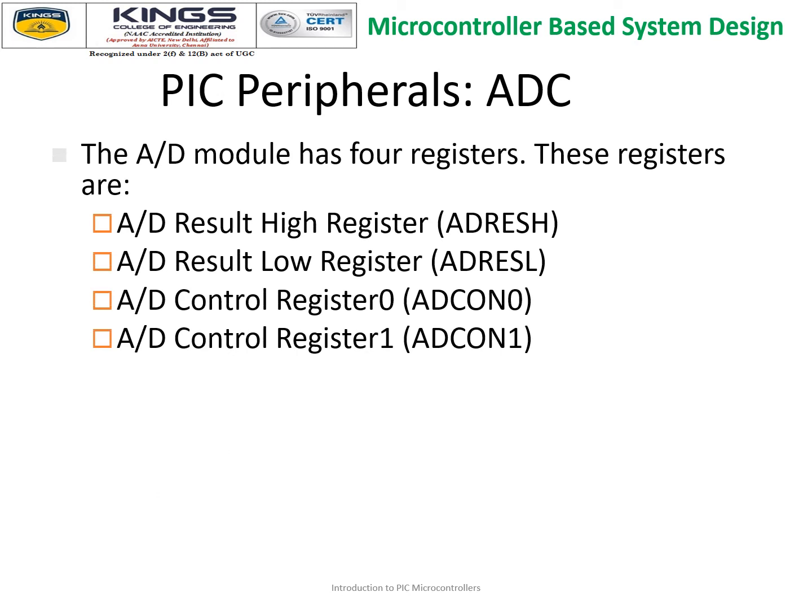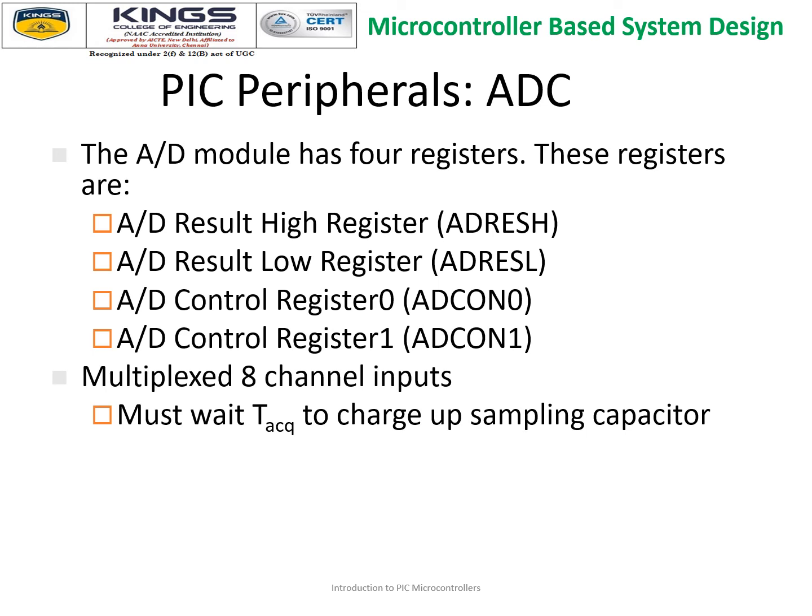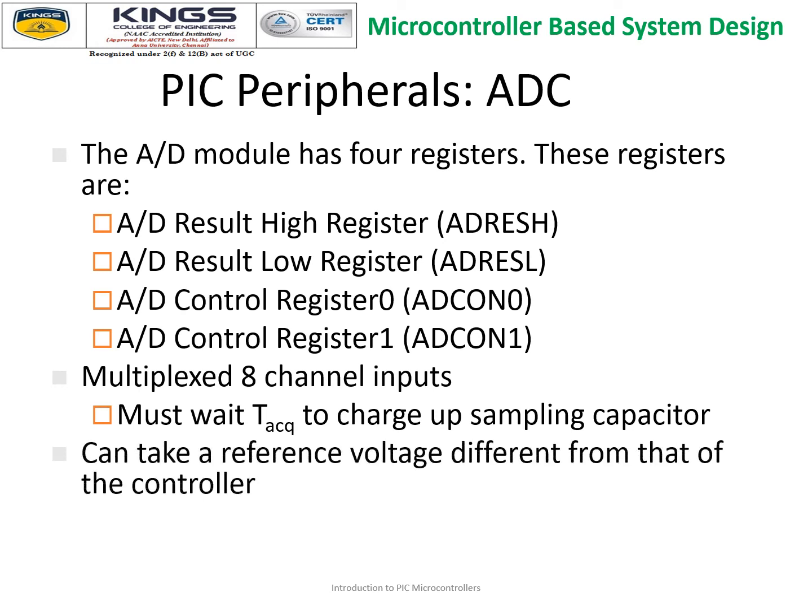The analog to digital converter, A to D module, has 4 registers: A to D result high register, low register, control register 0 and control register 1, consisting of multiplexed 8 channel inputs. It must wait for a period of T ACQ to charge up the sampling capacitor. It can also take a reference voltage which is different from that of the controller.